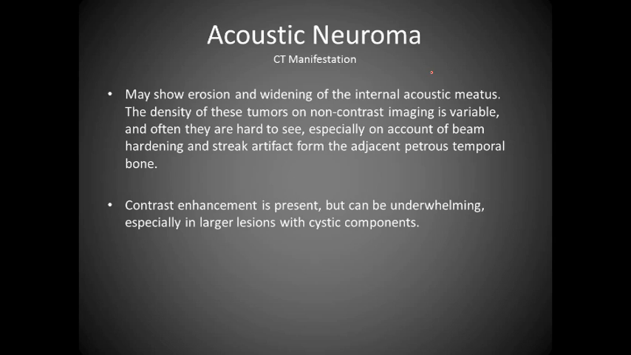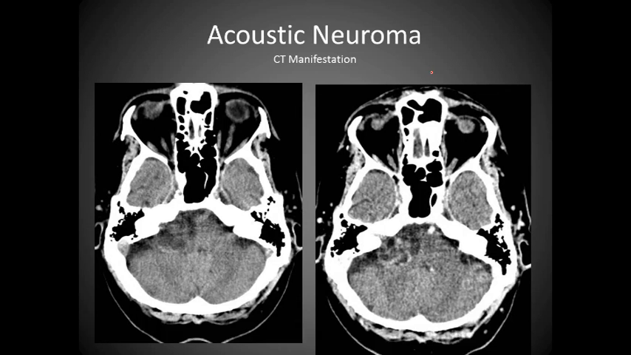CT may show erosion and widening of the internal acoustic meatus. The density of these tumors on non-contrast scanning is variable, and often they are hard to see, especially on account of beam hardening and streak artifact from the adjacent petrous temporal bone. Contrast enhancement is present but can be underwhelming, especially in larger lesions with cystic components. So it's very hard to distinguish an acoustic neuroma on CT.